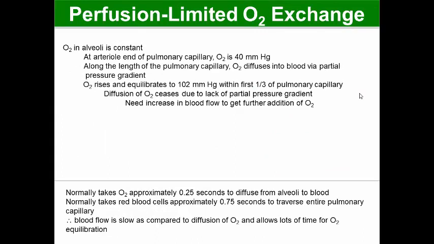So this is again a summary of what we have just mentioned in the previous slides. At the arteriolar end of the pulmonary capillary, the partial pressure of oxygen is 40, and along the length of the pulmonary capillaries, oxygen diffuses into the blood along its pressure gradient. And oxygen rises and equilibrates to 100 millimeters of mercury within the first 1/3 of the pulmonary capillary, or within the first 0.25 of the second.